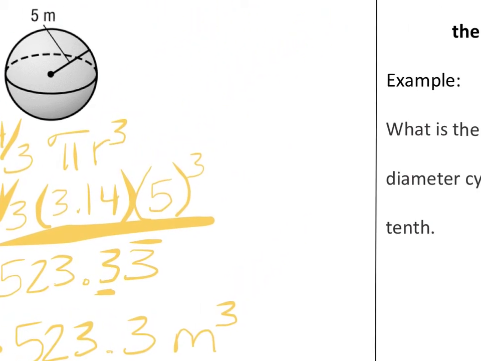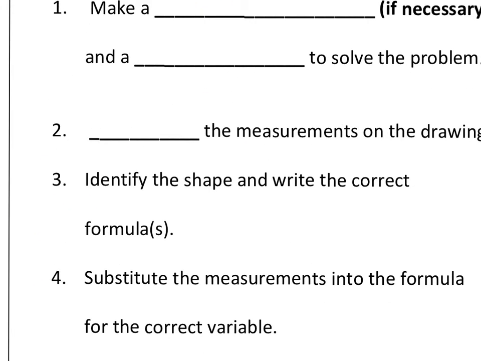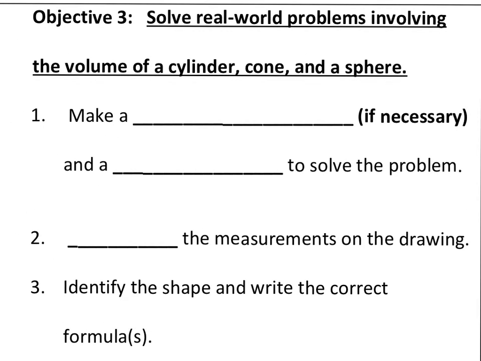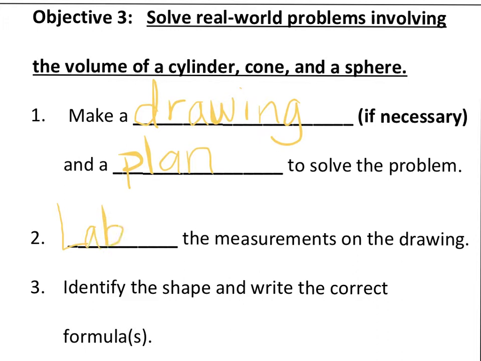Okay, let's go up here to the other side and take care of our third objective, which is to solve real-world problems involving the volume of a cylinder, a cone, and sphere. It's a good idea on any real-world problem or any word problem, if you can, to make a drawing. If they don't give you a drawing, make a drawing. Some of you are really good at that. And also make a plan to solve your problem. Label the measurements on your drawing.